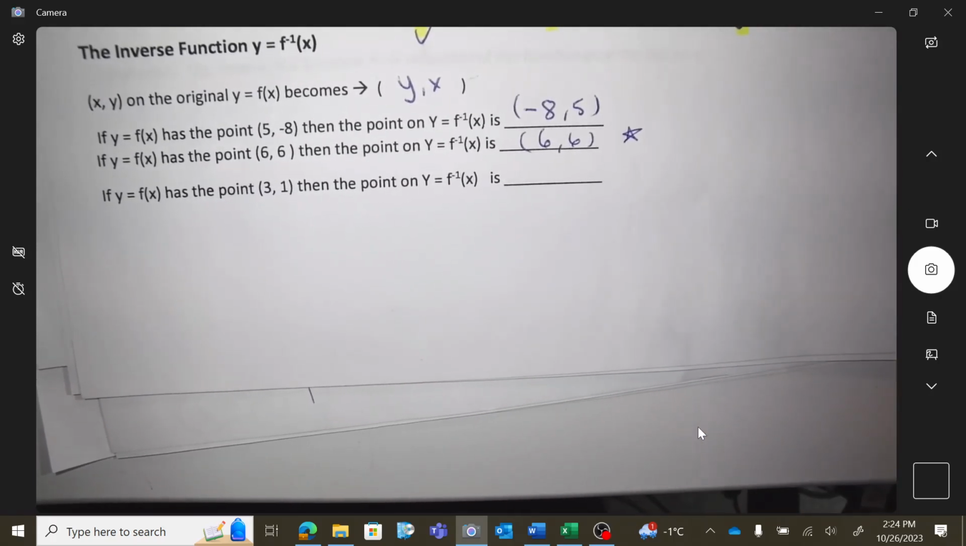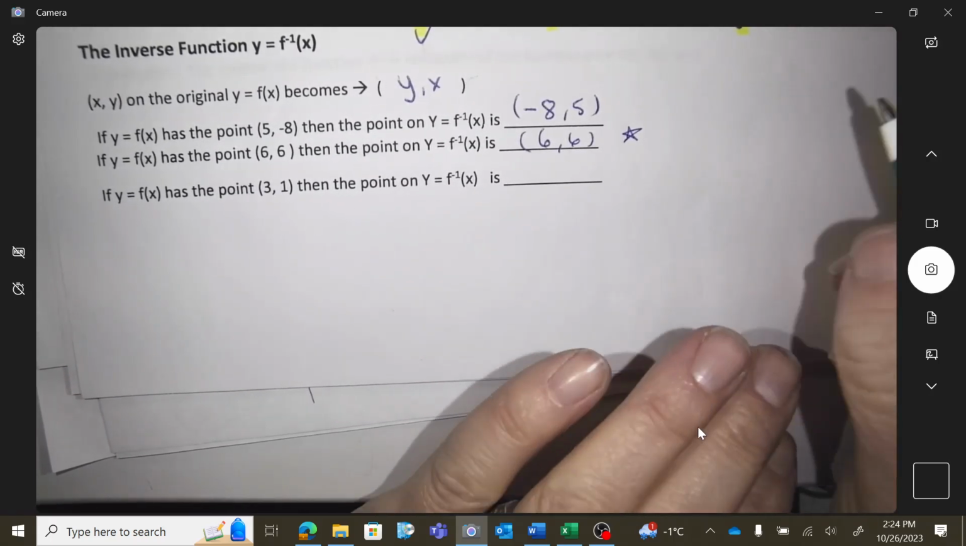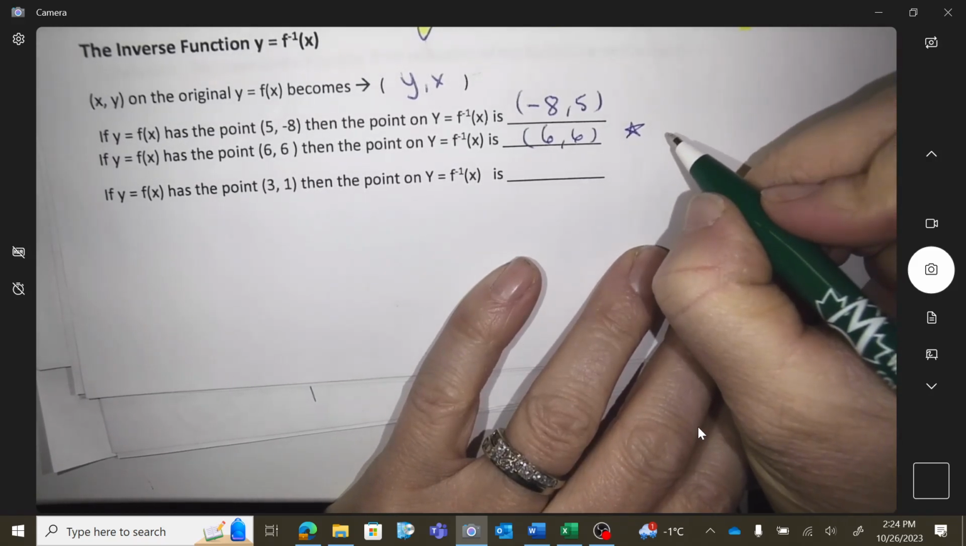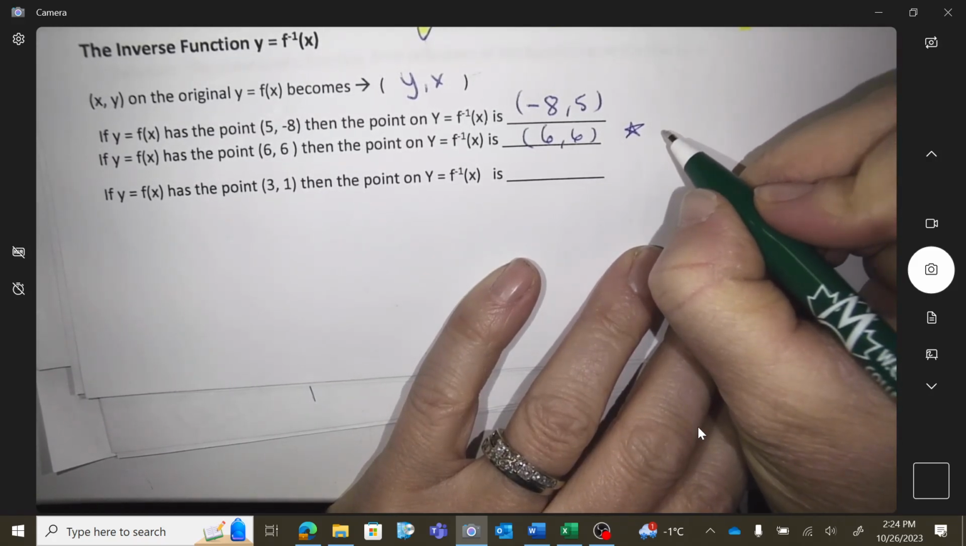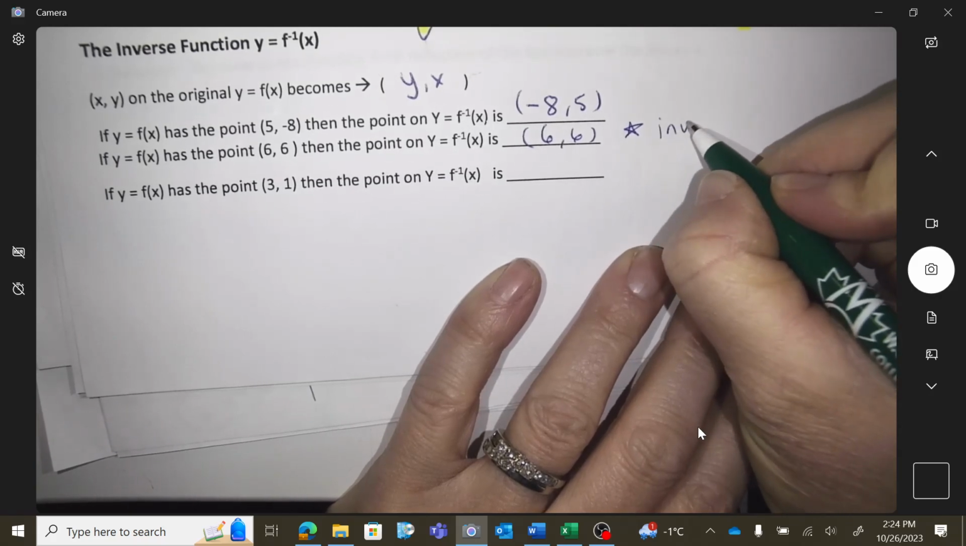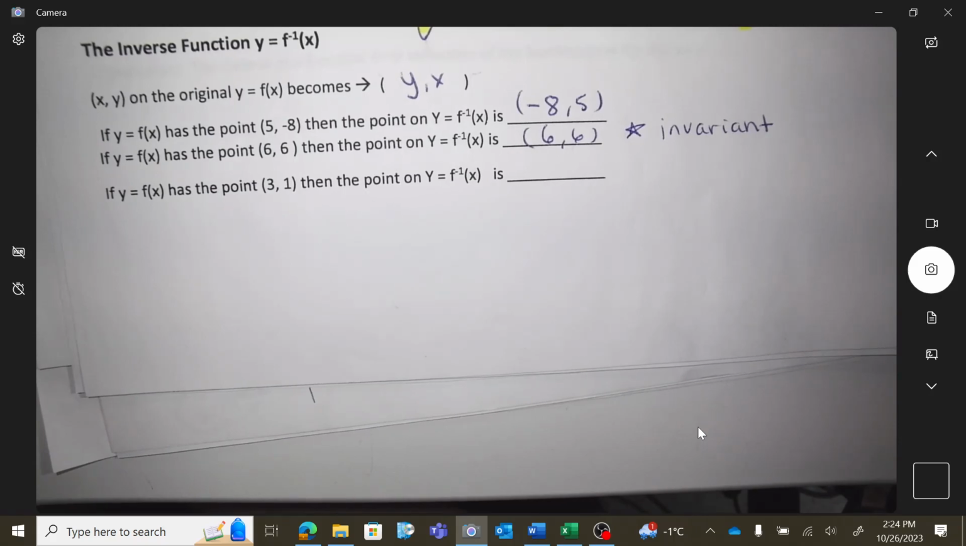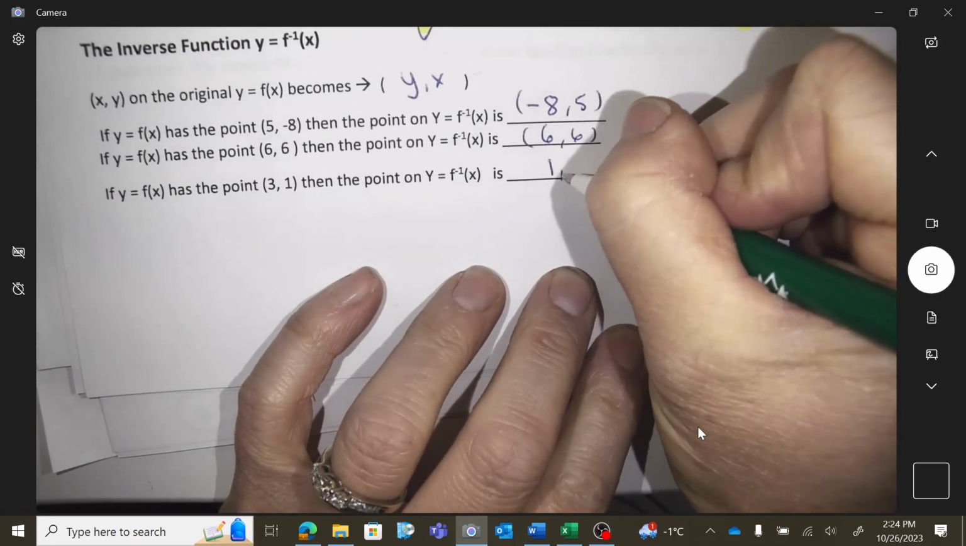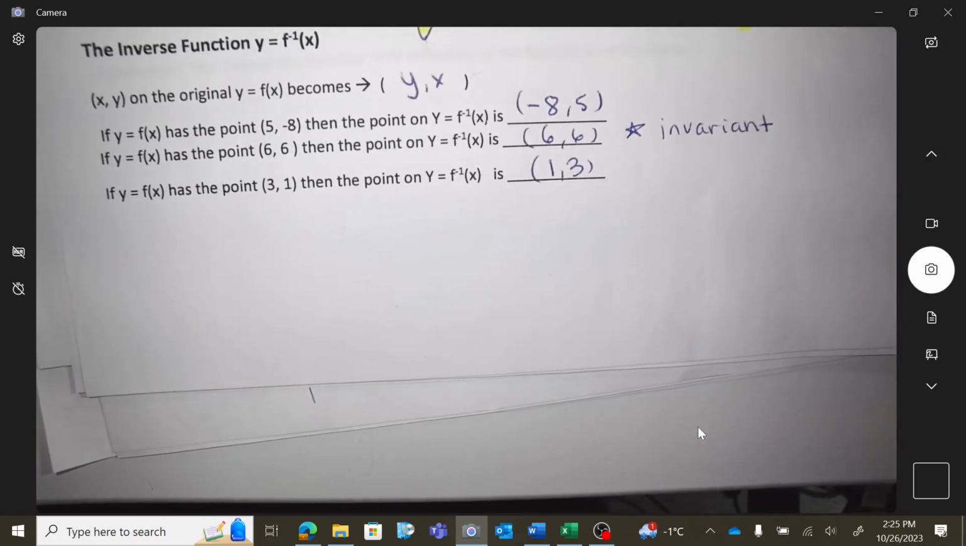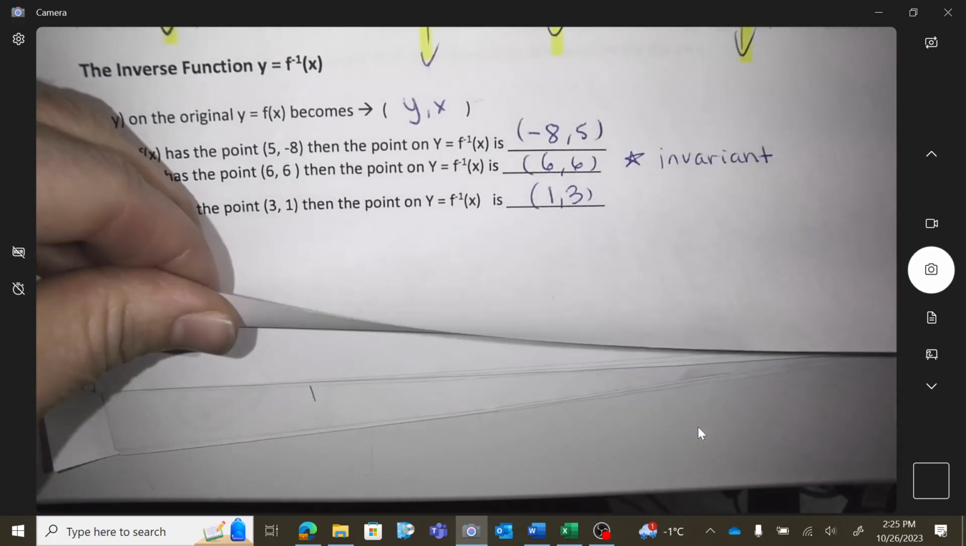We learned a fun word yesterday. When something doesn't change, what is that fun word? Invariant. And the coordinate (3, 1) would become (1, 3). Okay, so that's what an inverse function does. It switches x and y.